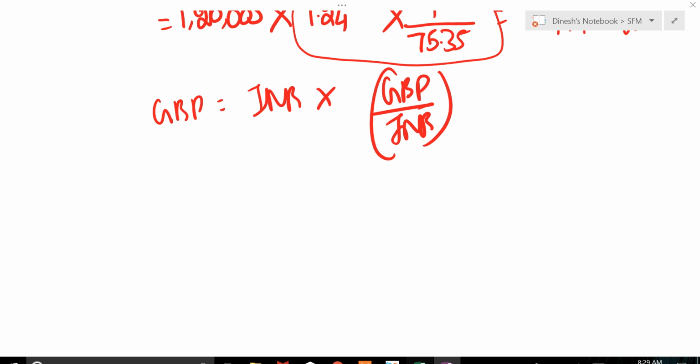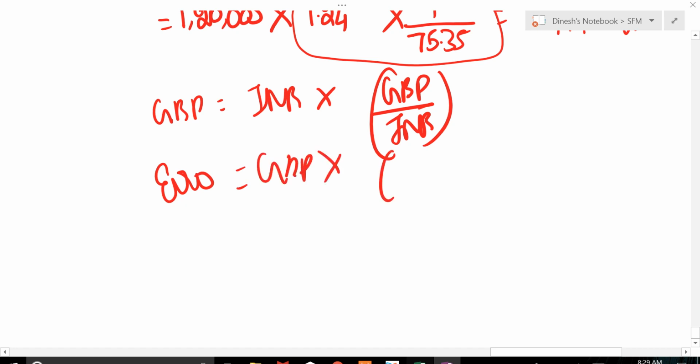After getting that 1,500 pounds, you will say euro is equal to GBP into euro per GBP. Then you will convert into euros. What I have done is combine both in the formula. Have you understood clearly, or do you still want a detailed calculation? With a detailed calculation also we'll get the same answer. Clear? Now should I do the calculation?